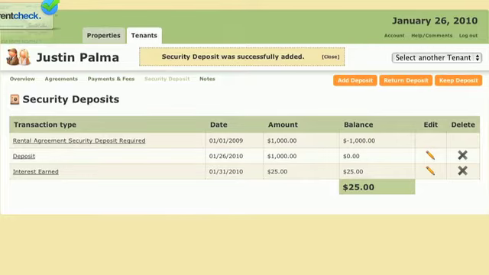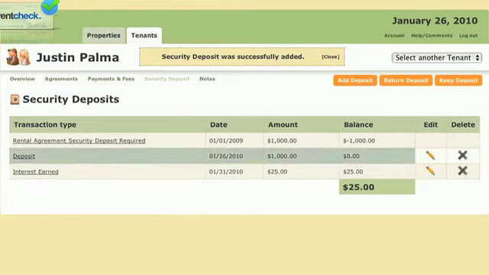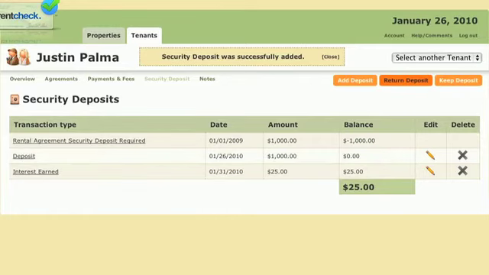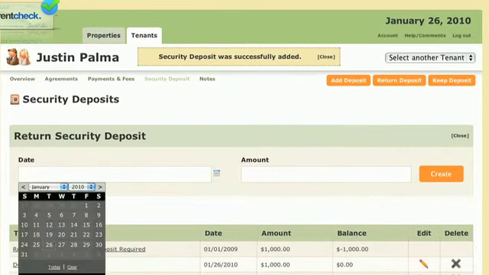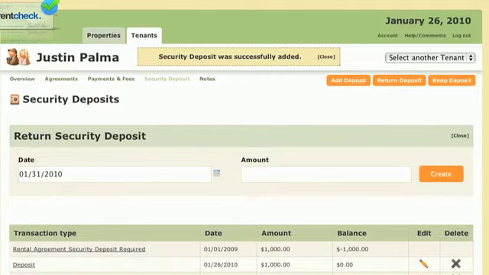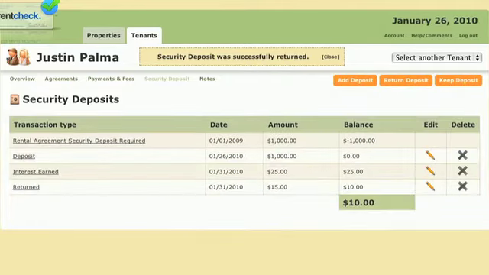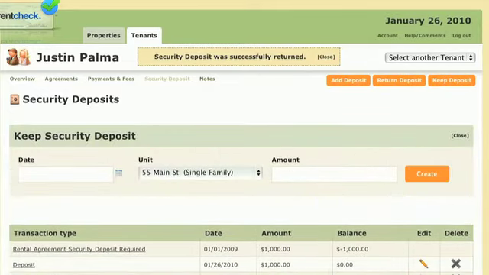Now, following the rules we just learned, I would return to the tenant on this day $15. Now, there's a $10 remaining balance, just like our graph. I'm going to keep $10. Now, why did this unit come up? This is the unit that my tenant, me, is living in. That's the rental agreement, so it defaults to that.